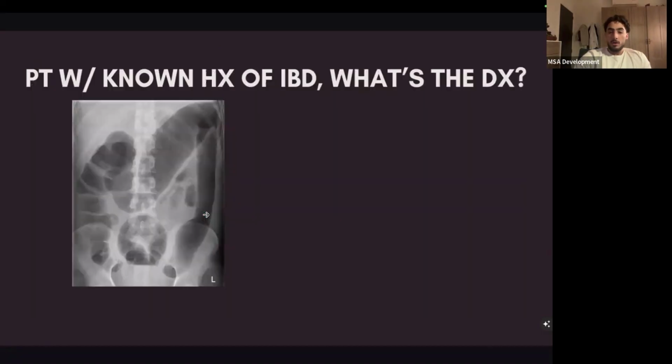Okay. All right. So this is a patient with a known history of IBD. What's the diagnosis? The answer is toxic megacolon.